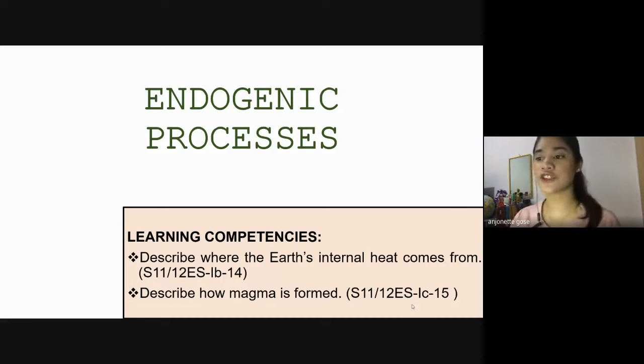This time, our discussion is about the endogenic process. So here, the prefix is endo, meaning inside. Our discussion will focus on the different geologic processes that take place within the internal layers of the earth, specifically in the mantle and the core, outer core and inner core. For this discussion, the learning competencies are the following: describe where the Earth's internal heat comes from and describe how magma is formed.